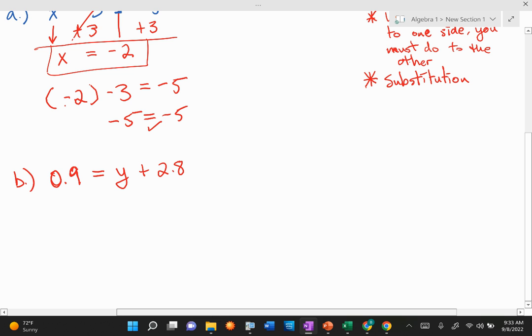All right, letter B. Please work on this one on your own. You have 0.9 equals y plus 2.8. Go for it.